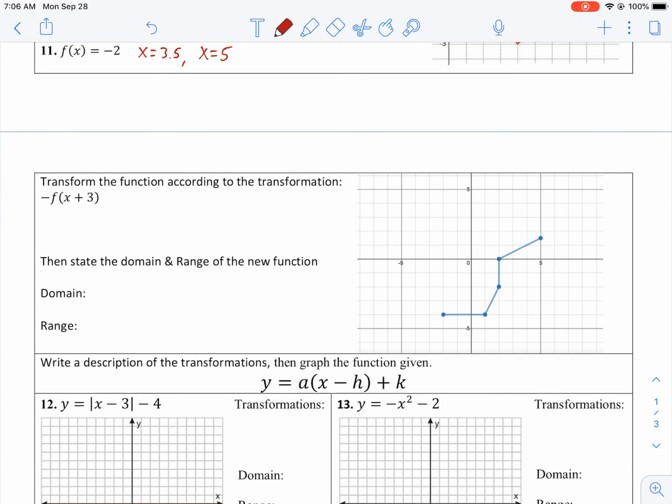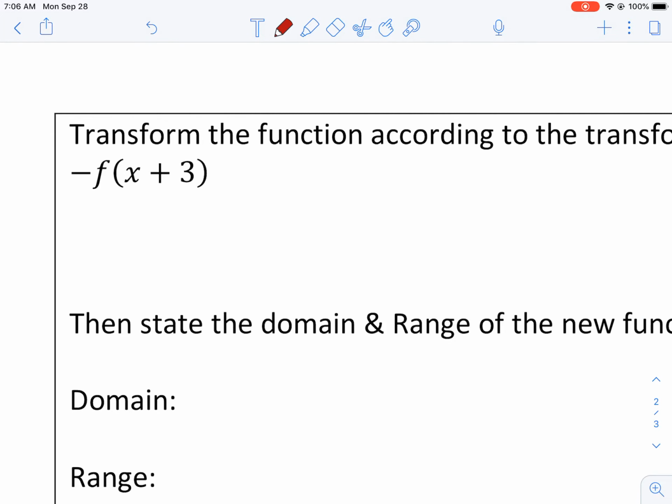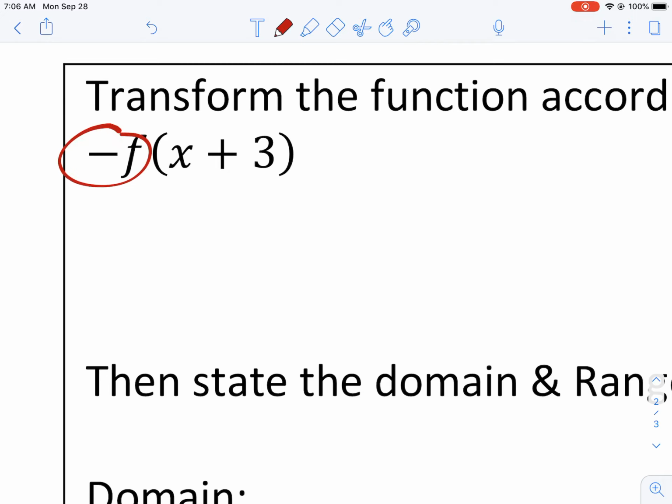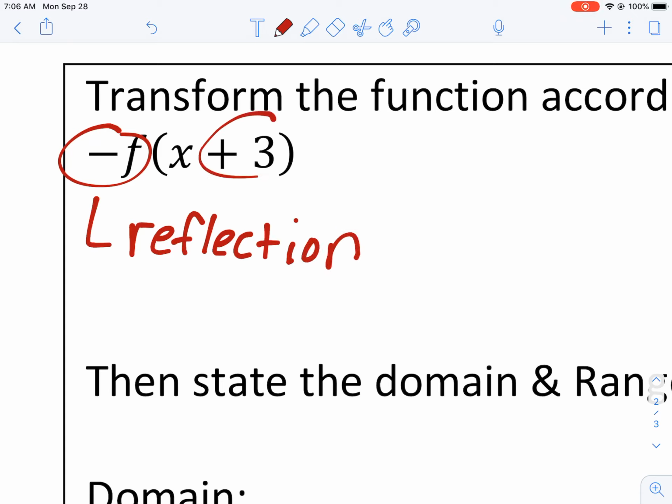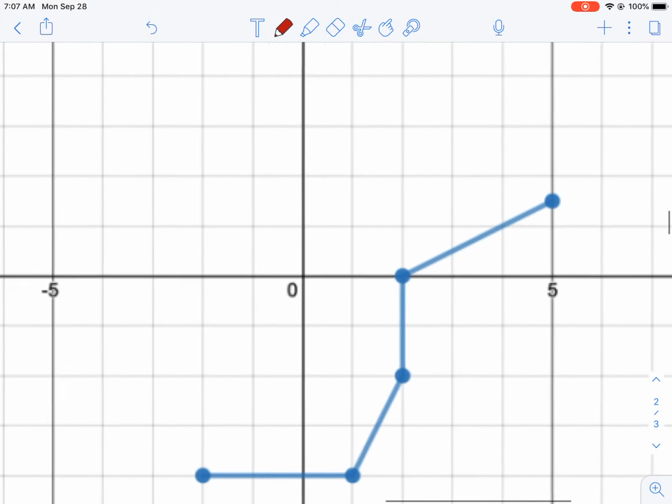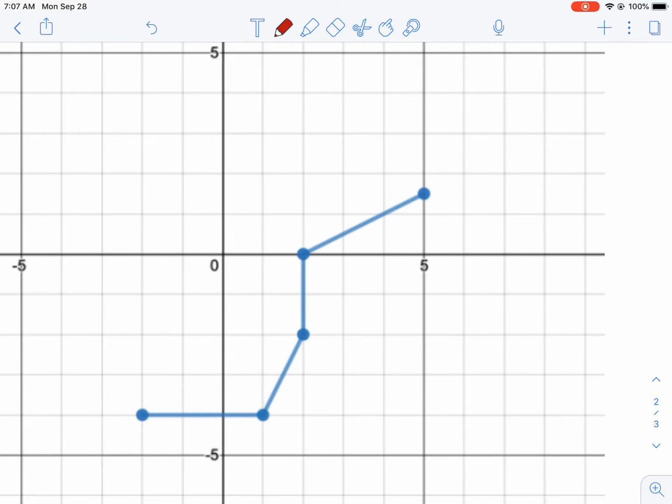Transformations, okay? We want to do the transformation here. Negative x plus 3, all right? So what are these transformations? So we have an a value of -1, all right? That means we're going to have a reflection. We're also going to have an h value of +3, right? So that means that h is actually -3, which means we are moving to the left by 3. So we're going to move everything to the left 3 and then flip it over the x-axis.